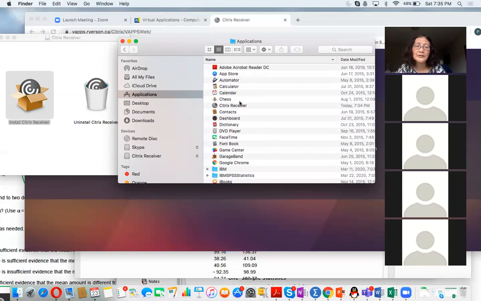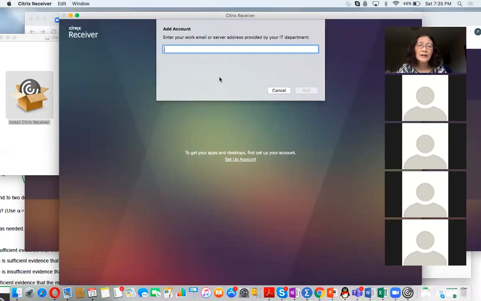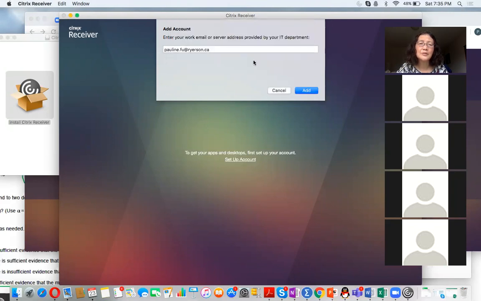So this is my application, Citrix Receiver, right? Yes, that's it. Before when I used virtual lab, I didn't use this complicated process. I just used my Ryerson credentials. Okay, add account, enter your email, so Ryerson email, I guess. Could not add account. Your email cannot be used to add account. So see, even me have the problem. I cannot add account. I had the same problem, so I had to email distance at Ryerson, and they fixed it from what they told me. So I have to check if it's fixed.